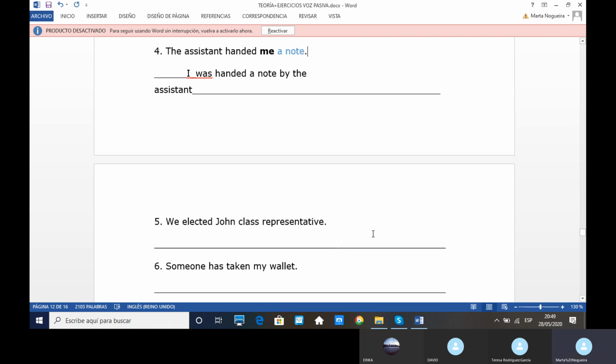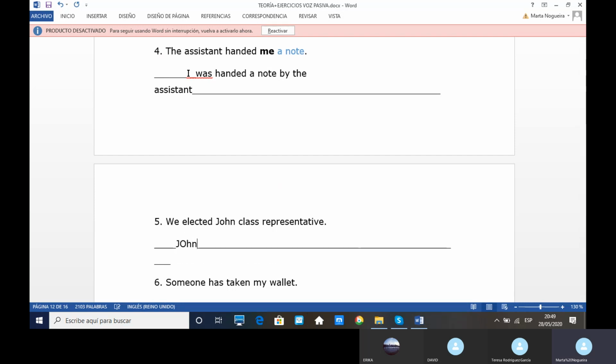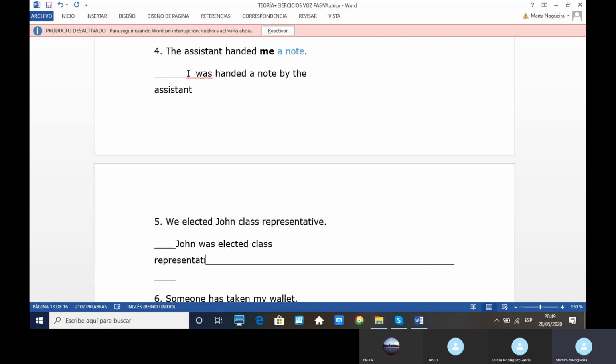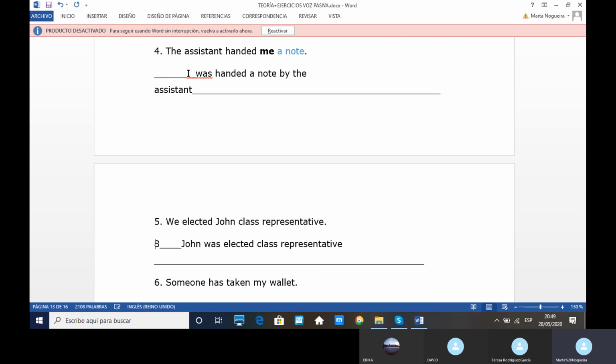Sorry. Five. We elected John class representative. John was elected a class representative, and you would put, it is not necessary, but it would be by us, okay? Porque es us, porque dijimos que los pronombres objetos se ponen detrás de verbos y detrás de preposiciones. No puedo decir by we, tengo que decir by us, recordad esto.